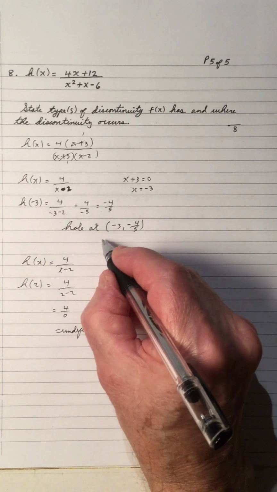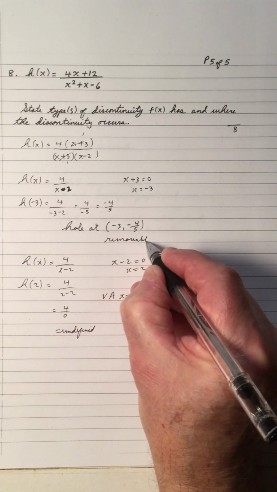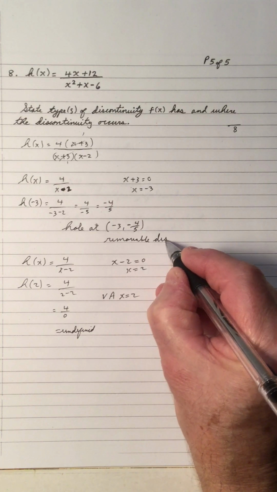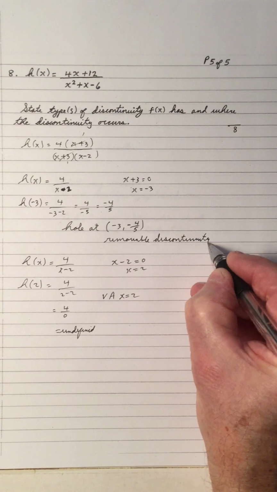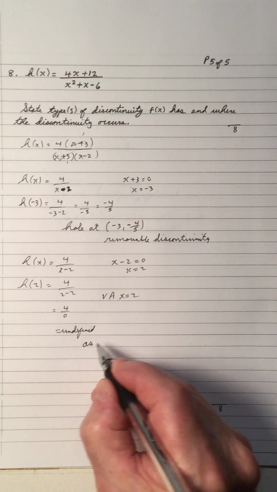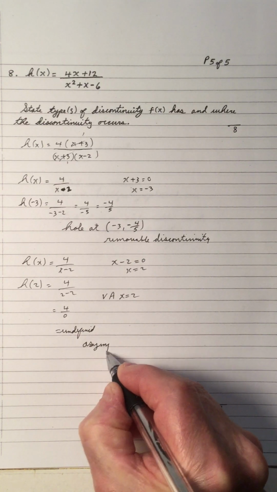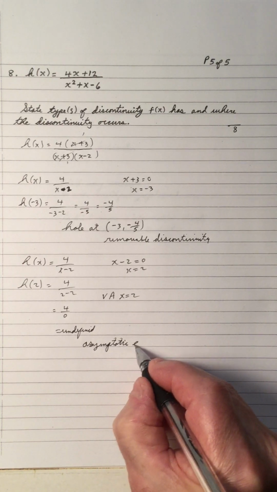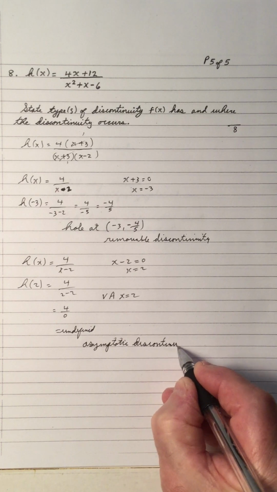And so this one is a removable discontinuity, because you're removing x plus 3. This is a removable discontinuity. And this one is an asymptotic discontinuity, because it's a vertical asymptote. This is an asymptotic discontinuity.